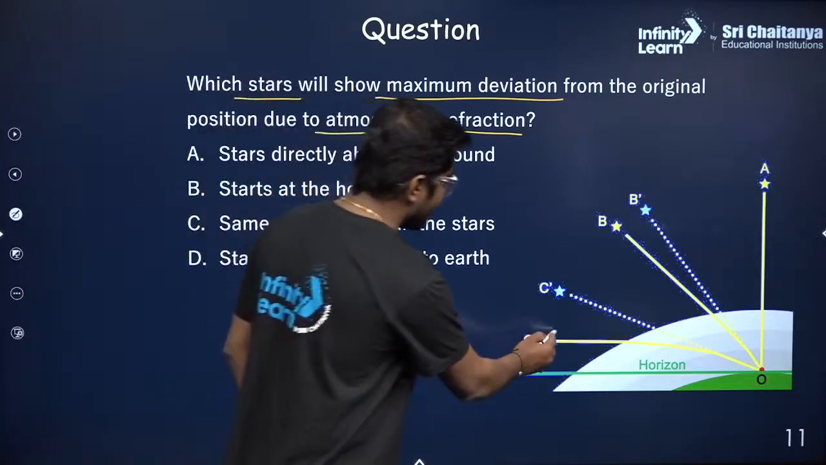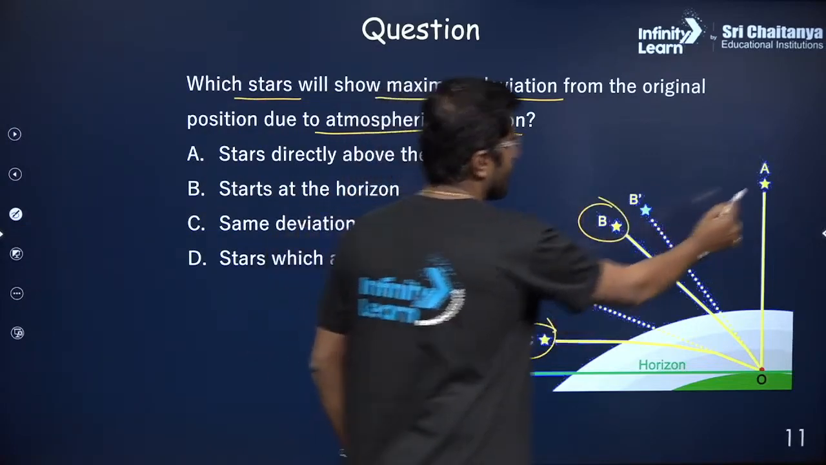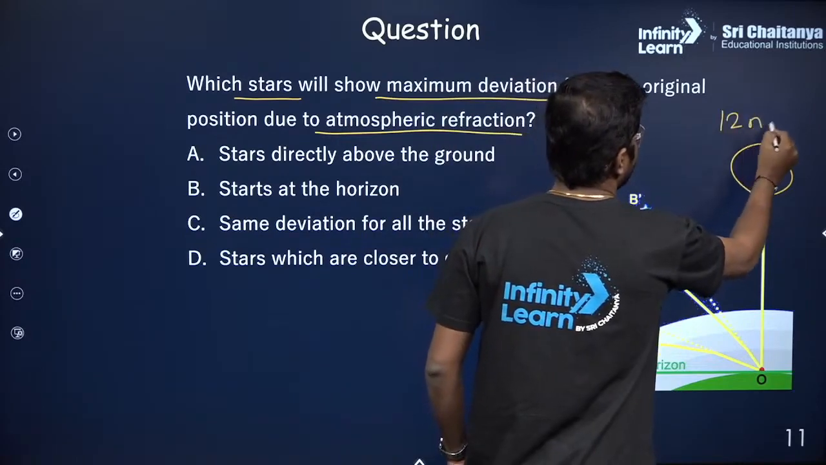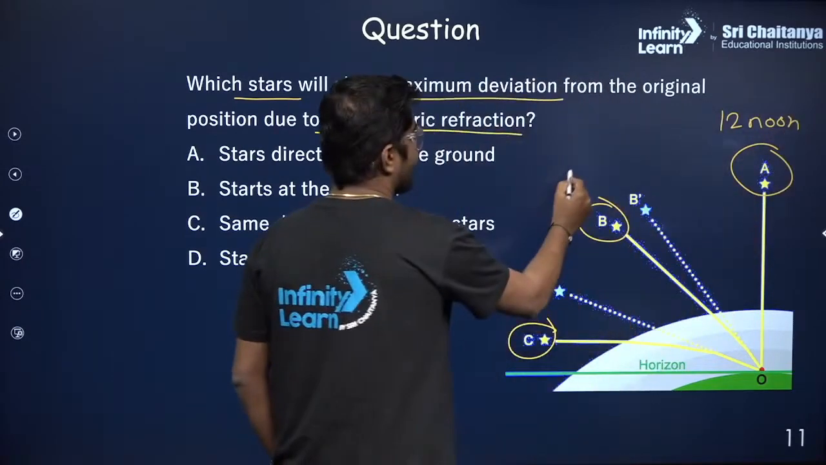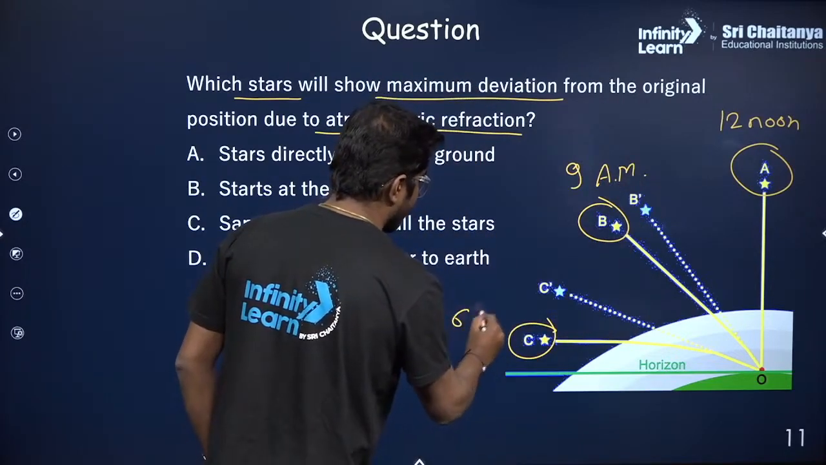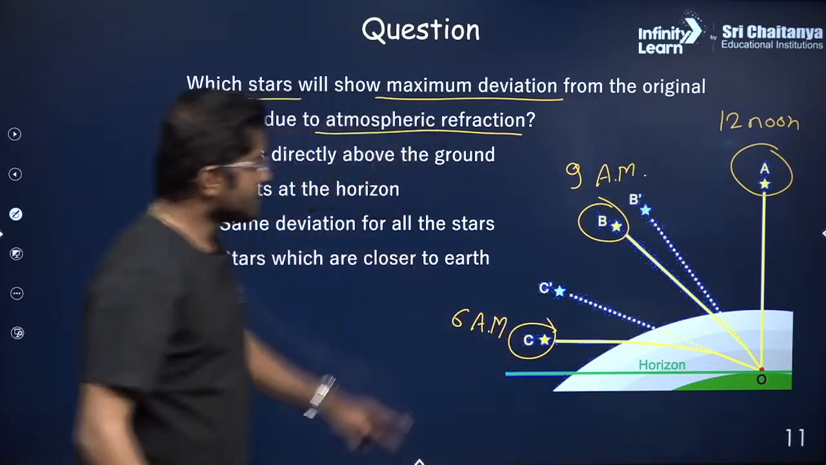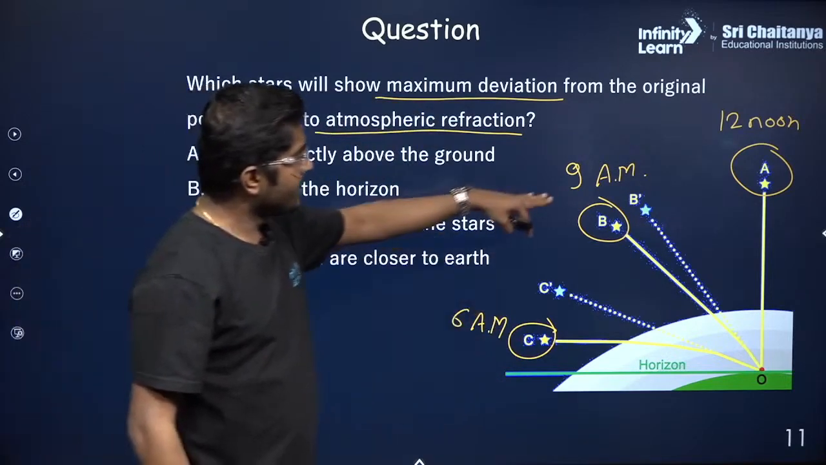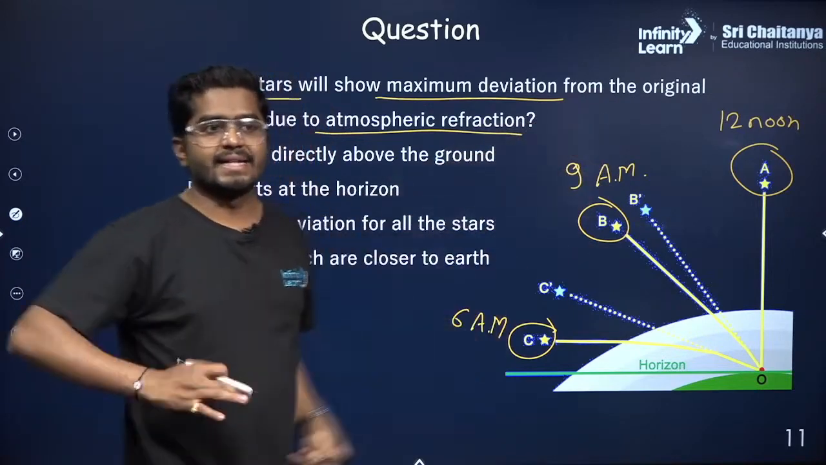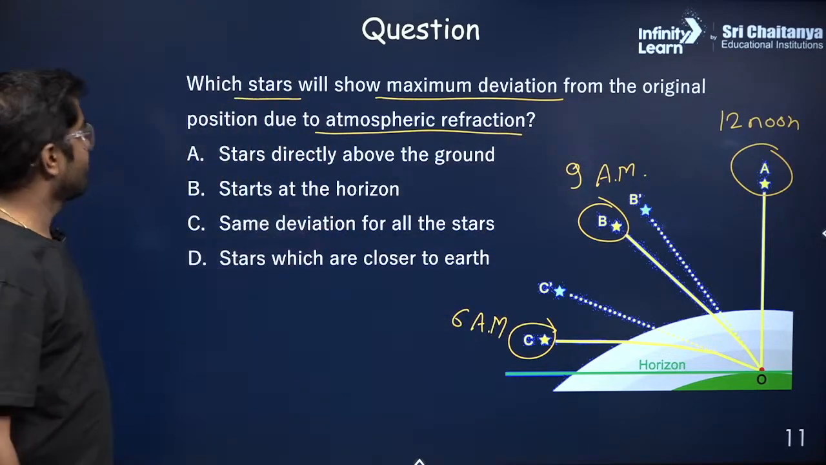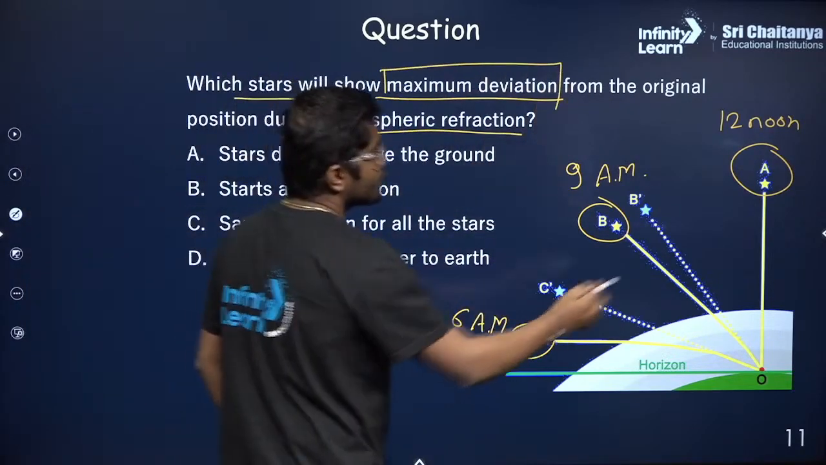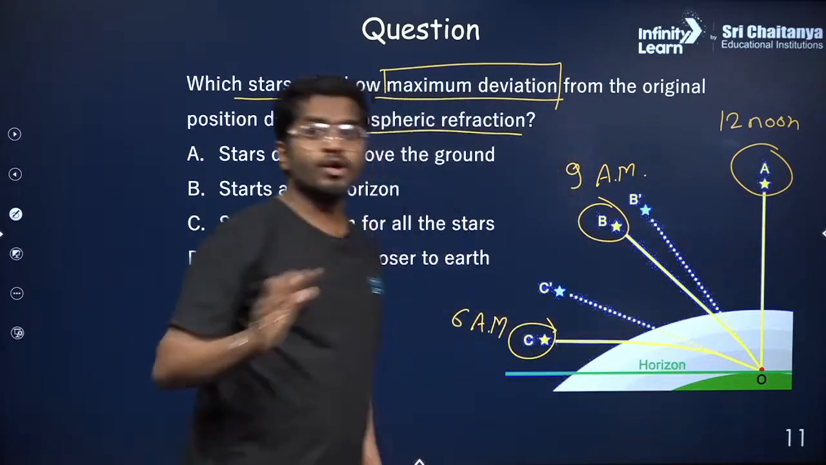So there is a position C, position B and position A. There is like 12 noon. This one would be somewhere like 9 a.m. and this one would be something like 6 a.m. Star or the sun at 6 a.m., 9 a.m., 12 noon, or 6 p.m., 9 p.m., 12 midnight. So which one will have maximum deviation? So at position A, there is no deviation.